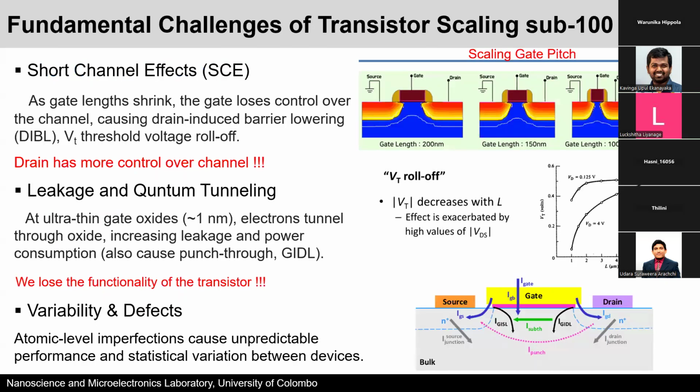So what are the challenges of scaling the transistors into sub 100 nanometer nodes, right? As you can see over here, the first challenge is the short channel effect. Here we have a transistor where the gate length is about 200 nanometers. It's working fine. You can consider that as a long channel MOSFET, as they call it. Now you make it shorter, you make it 150 nanometers, 100 nanometers, and 80 nanometers. And now you can see that the source and drain regions are getting closer and closer.